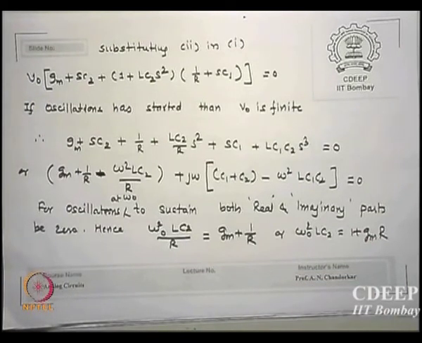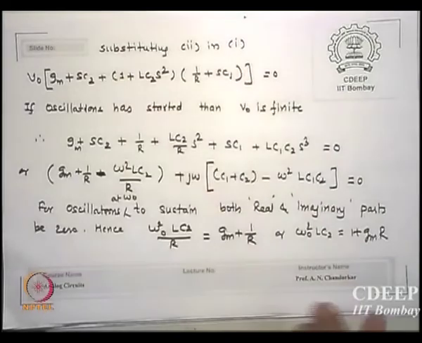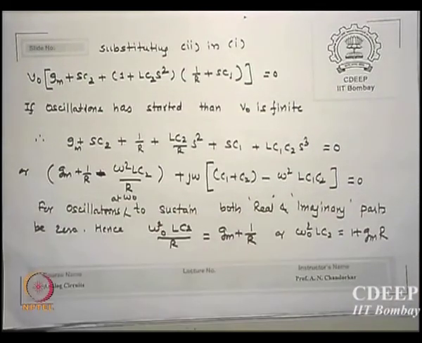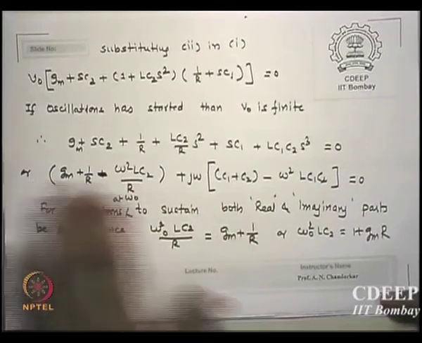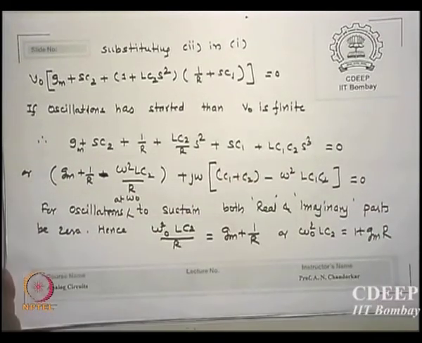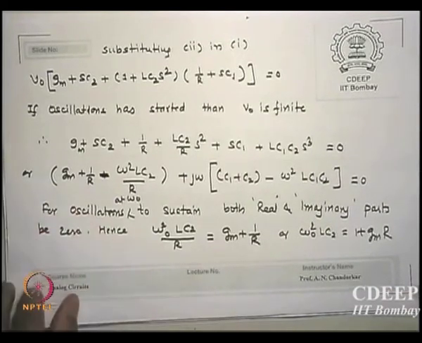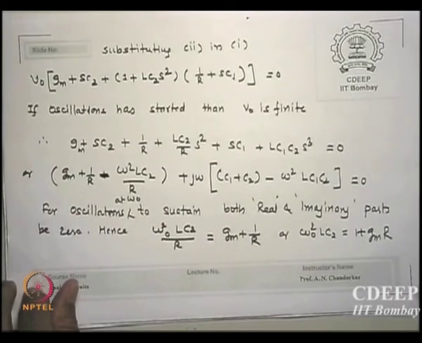Now if oscillation is to sustain or start, what will V0 be? Will it be 0? Yes, if V0 is 0, there are no oscillations. Is the output 0? No oscillation. So if V0 has to be finite, and if this equation has to be correct, then the term inside the bracket must be 0. If I substitute S equal to j omega, there is a real value plus an imaginary value 0. Barkhausen criteria says that at omega 0 the real value should be 1 and the imaginary value should be equal to 0.